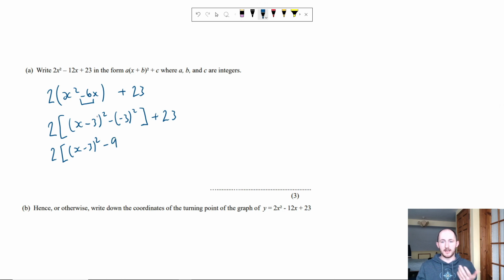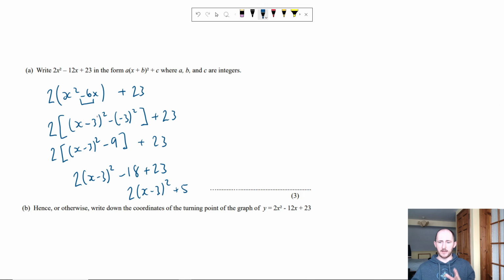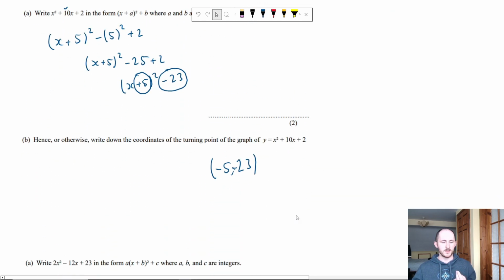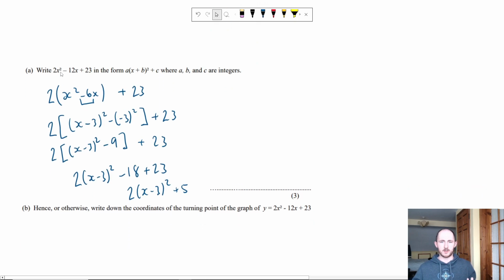Minus 3 squared is 9. Minus of that gives me minus 9 plus 23. Now all I do is expand those staple brackets. So 2 times x minus 3 squared is just 2 times x minus 3 squared. Minus 18 plus 23. And lastly we get 2 x minus 3 squared plus 5. Okay? Now that's our answer. 3 marks, so we get a bonus mark. So if you noticed in the previous questions they're all 2 marks. We get a bonus mark just because they put a 2 outside. Not really any extra work, right?